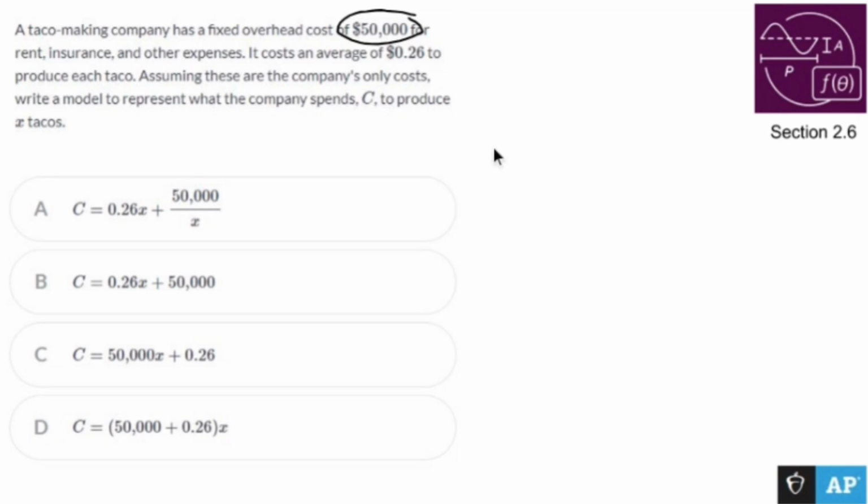All right, well, if you have $50,000, and you want costs, C is cost. You're going to start out with $50,000. However, it also costs 26 cents to produce each taco. So plus 26 cents per taco. Did I call that a letter X? X tacos.